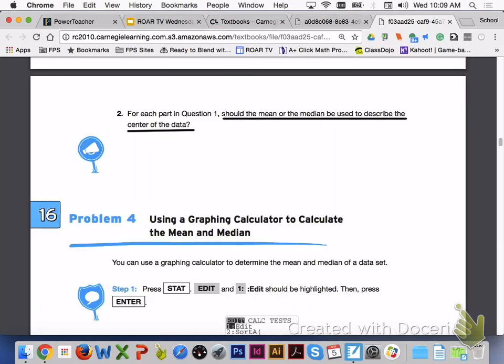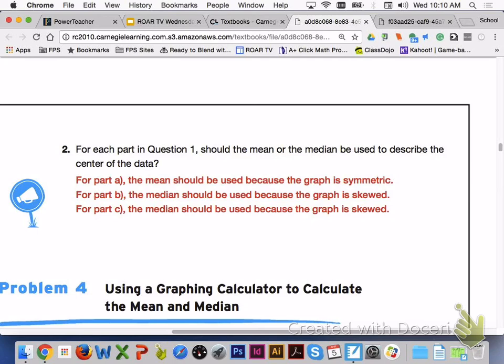Please turn to page 1090 and answer number 2 with your group. For number 2, back in part A, we should use the mean because the graph is symmetric. And for part B and part C, we should use the median because the graph is skewed.